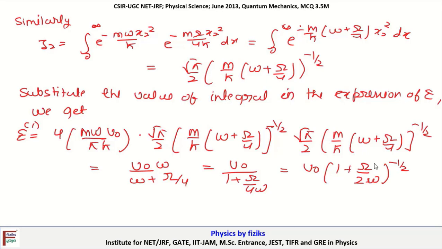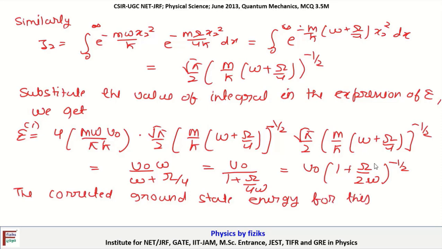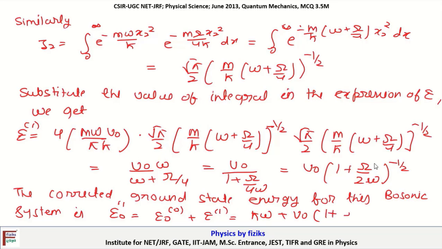So the corrected ground state energy for this bosonic system is E0 is equal to E0 0 plus E1, that is H cross omega plus V0 into (1 plus gamma omega by 2 omega) to the power minus half.